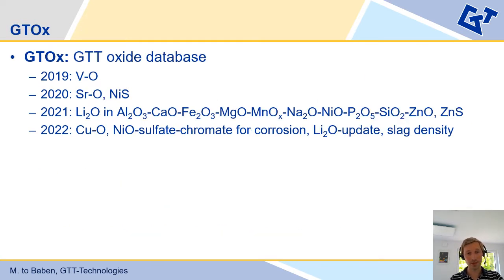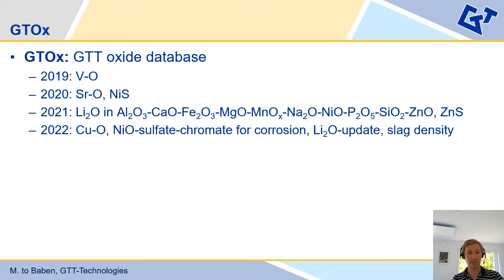The GTOx database, so that is the GTT oxide database, also had vanadium oxide added in 2019, a little bit earlier than FToxide. 2020 was a rather minor update with strontium oxide and nickel sulfide added. And then 2021, 1 year after FToxide, lithium oxide had also been added, but in GTOx you also find systems containing transition metals for lithium oxide, which is of course important if you want to model lithium-ion battery recycling.